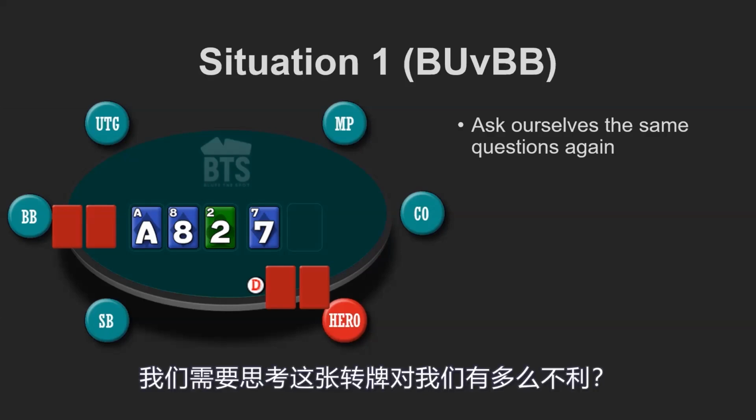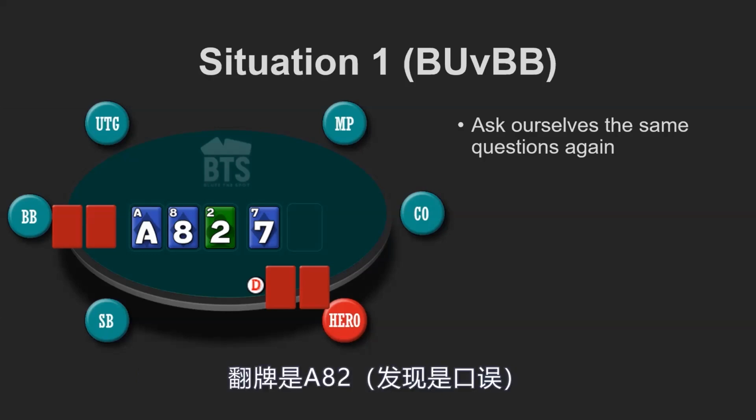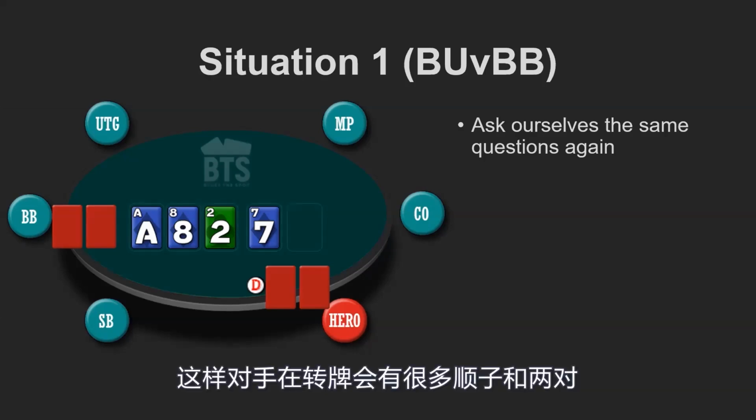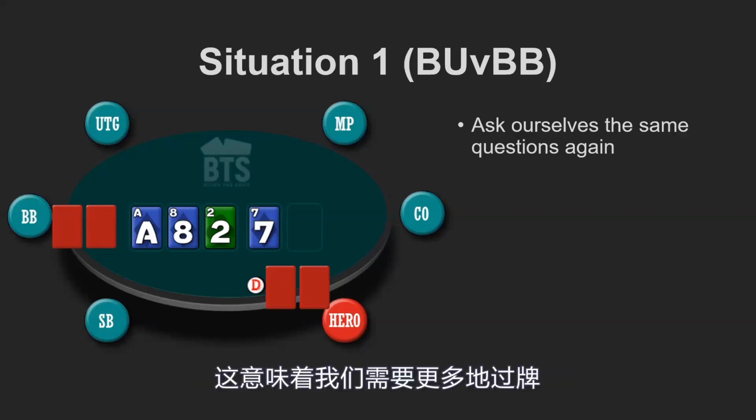We have to think about how bad the card is. So let's say the board is ace 8 deuce, for example, or ace 8 6, and then the turn is a 7. That brings a lot of straights and 2 pairs there. That means we have to be checking quite a lot as well, checking a bit tighter there. So considering how bad the card is, that's how we're trying to build our strategy.